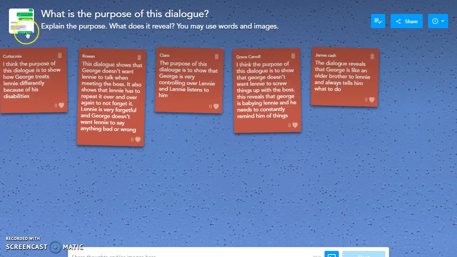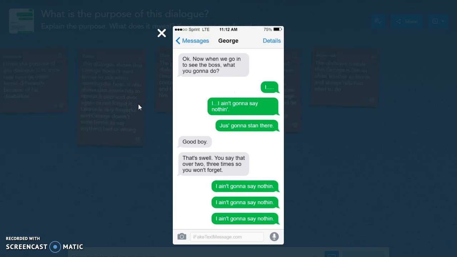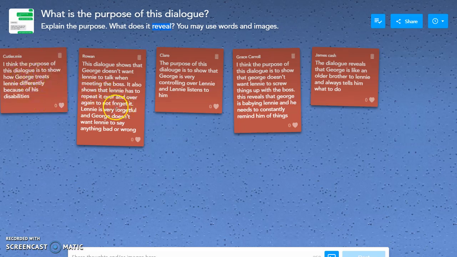We continued to analyze different pieces of dialogue. Another excerpt that we looked at was a conversation between George and Lenny, where George tells Lenny that he needs to not say anything to the boss, and Lenny has to repeat this 2 or 3 times over. Again, the purpose of this dialogue was for Steinbeck to show the reader that Lenny is extremely forgetful, and that George sometimes is very controlling over Lenny and kind of treats him like an older brother and constantly tells him what to do.